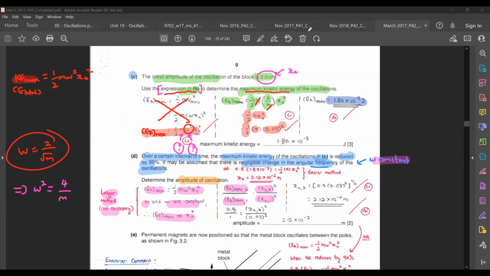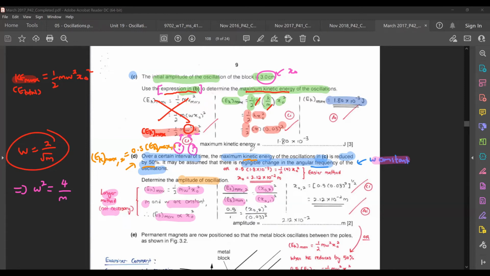Because your new Ke is reduced by half, that means your Ek max 2 will be 0.5 of Ek max 1.